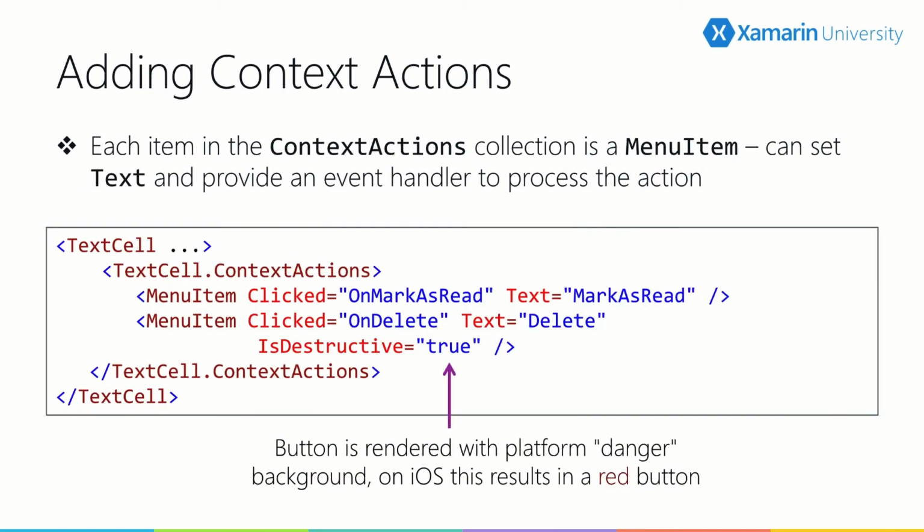Context actions are nothing but menu items that are assigned to any cell type. So you can use this with the built-in text cell as shown here, with the image cell, or with your customized view cell. Every menu item provides a clicked handler that will be called in case the item is selected. You can use a text that will appear as part of the context item. And we have this optional isDestructive attribute. If this is set to true, it will render the context action in a more signaling, so more significant color on iOS to indicate that the user is about to perform something that will destroy or delete data.